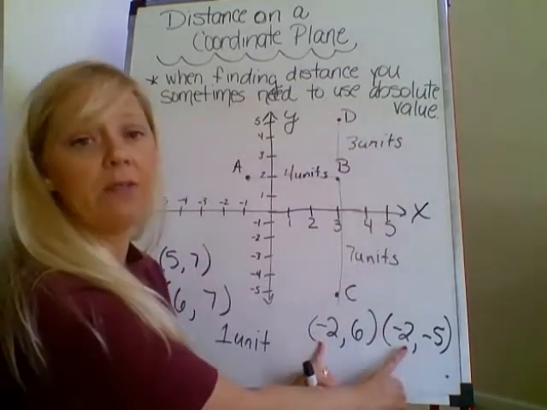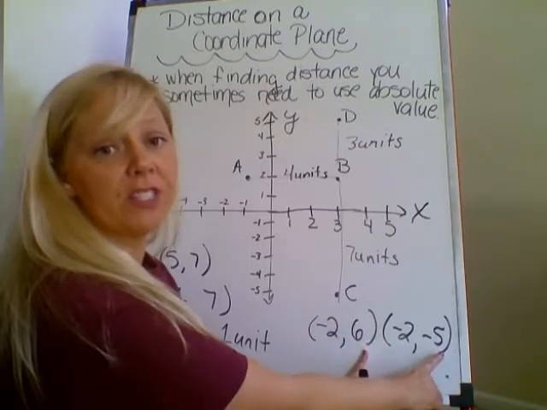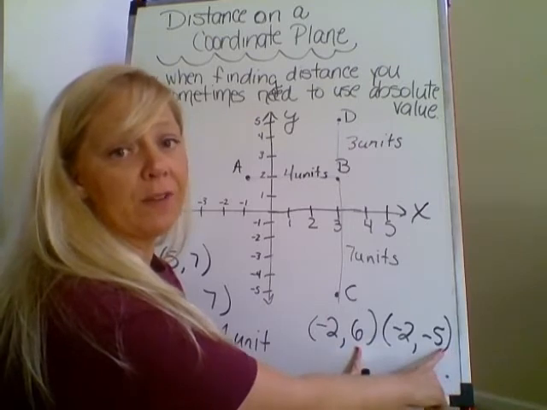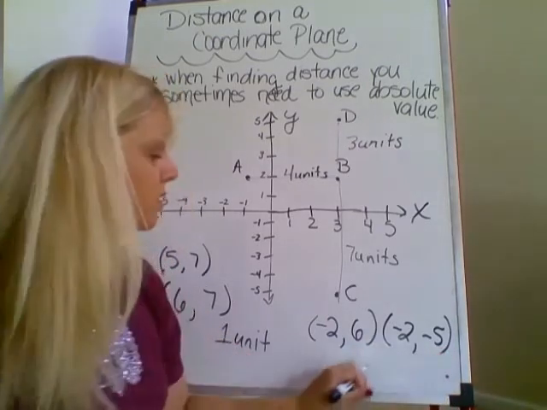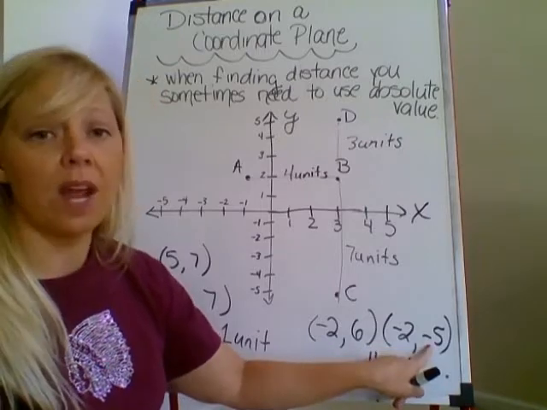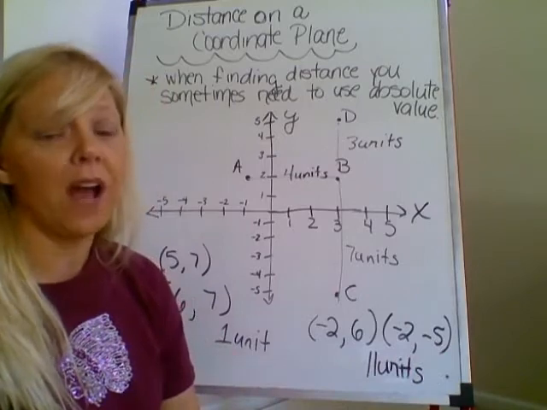Since my -2's are the same, I'm going to ignore them, and I'm going to move on to 6 and -5. So the difference between 6 and -5, the distance between these two numbers, is going to be 11 units. So this is a case where I'm going to worry about absolute value and take the absolute value of -5.